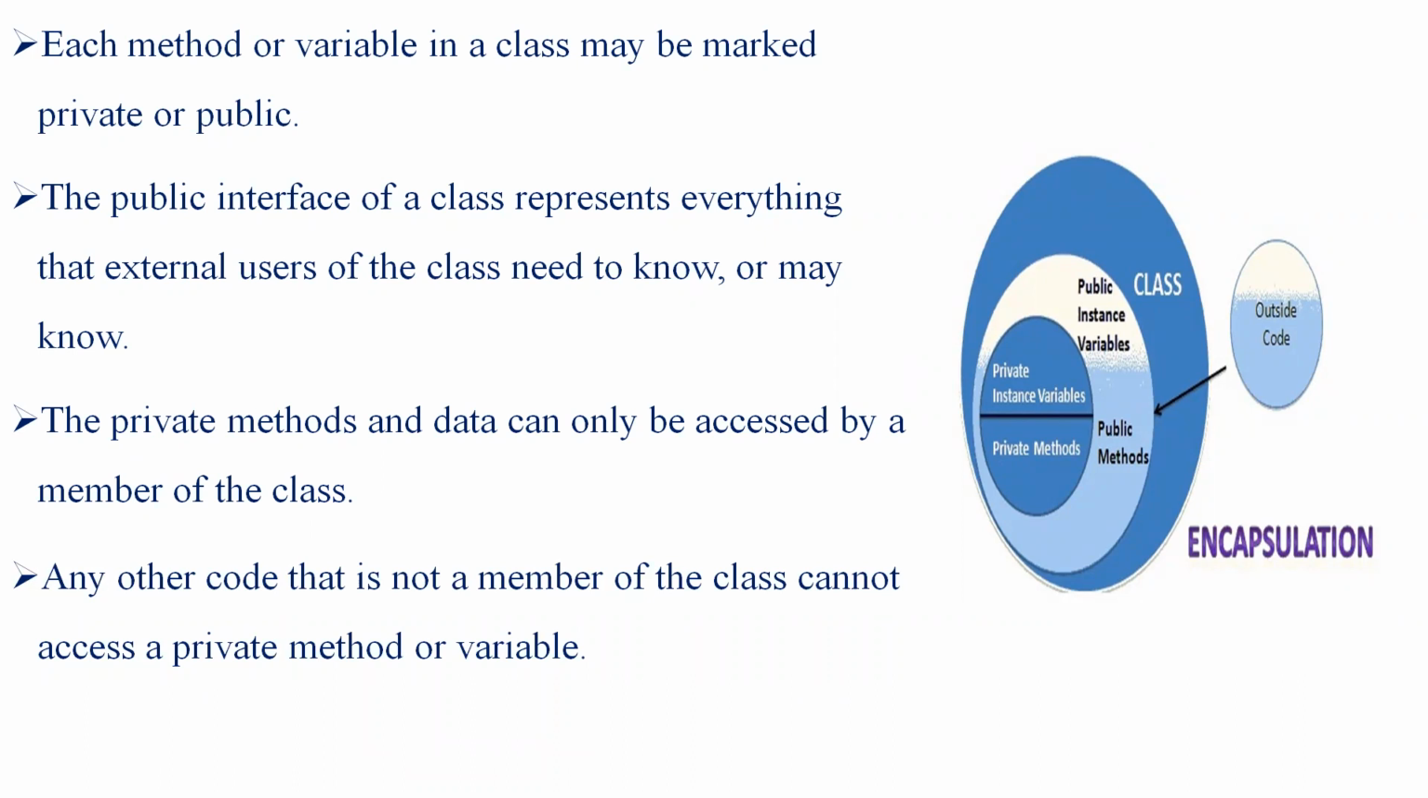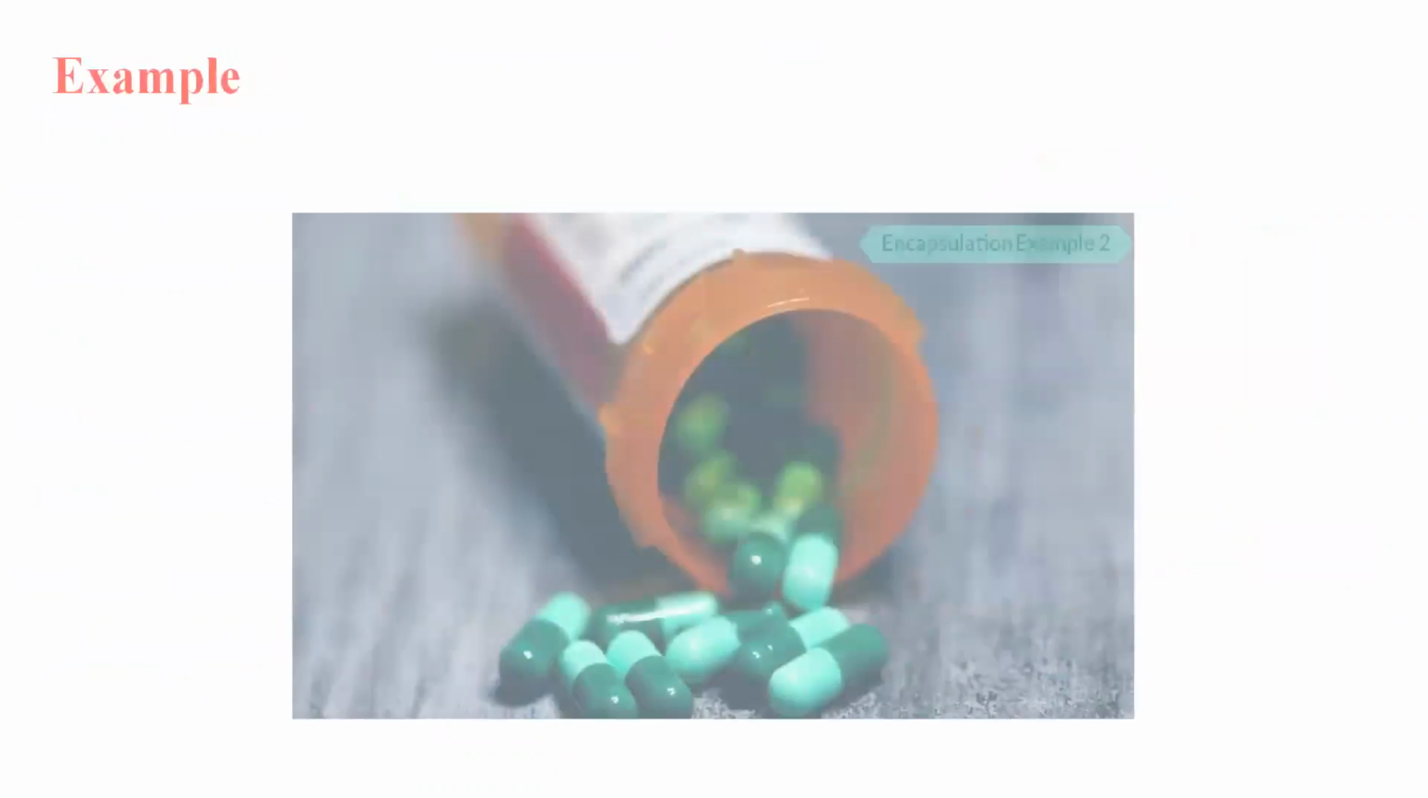So any other code that is not a member of the class cannot access the private method or variables. Other than a member of a particular class, none of the code can access the private methods or variables.